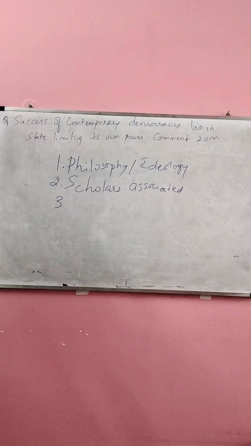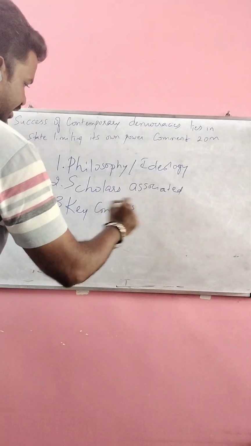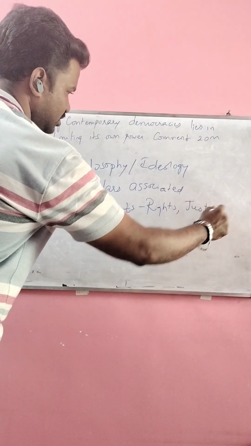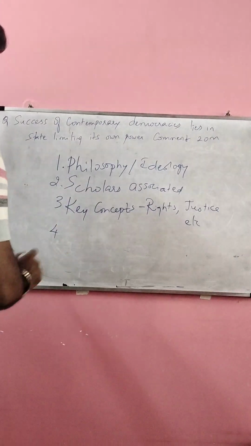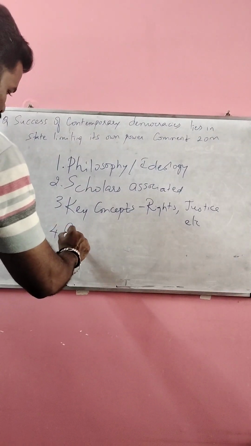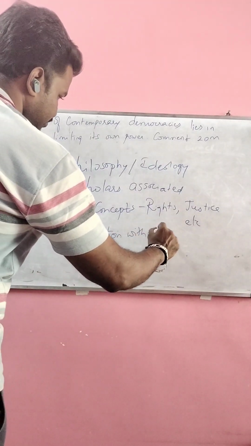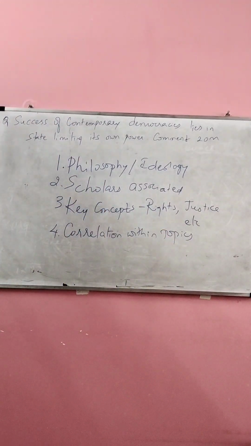The third is the key concepts in the subject. Key concepts include concepts like rights, justice, etc. In paper 2, the important key concepts are balance of power, realism, idealism, cooperation, and so on. Fourth is correlation within the syllabus. This is very important. Correlation within the syllabus or correlation between the topics.